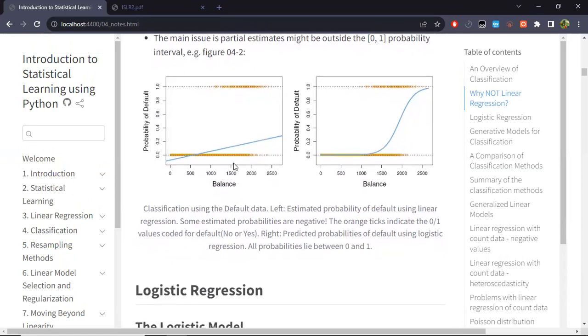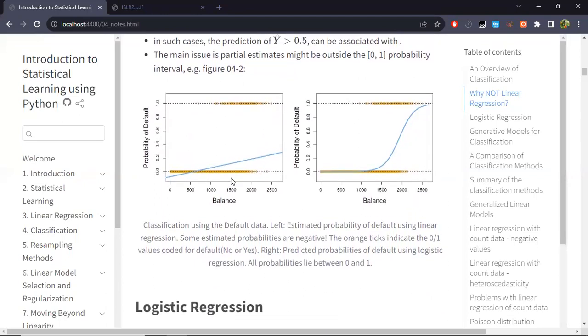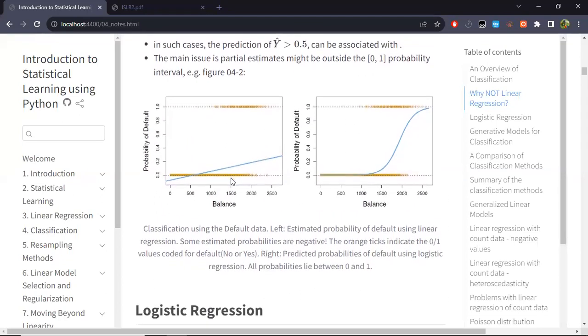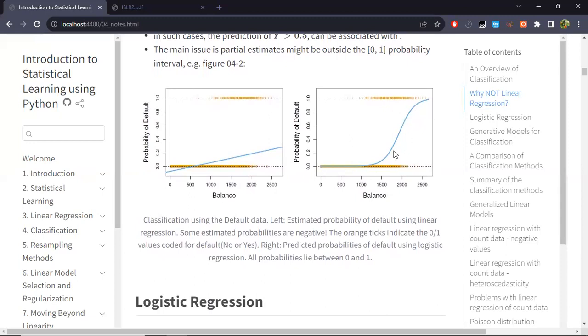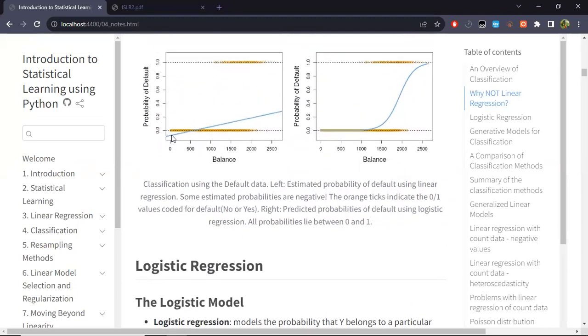A way to deal with that would be to work with a function whose outputs are numbers between 0 and 1. And this shape is pretty much what we will get in the case of logistic regression, as it describes the estimated probabilities of belonging to the default class. So these are the probabilities. So how do we change from this line to this curve?